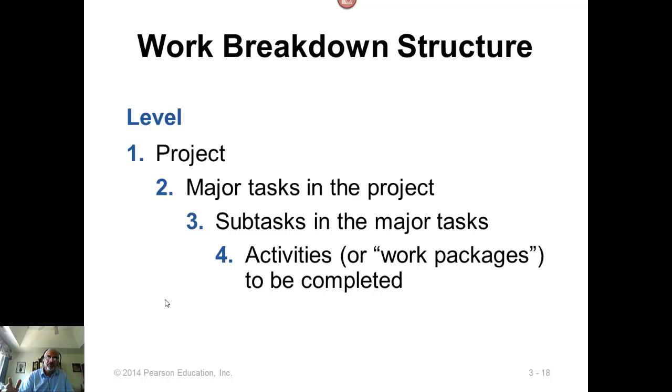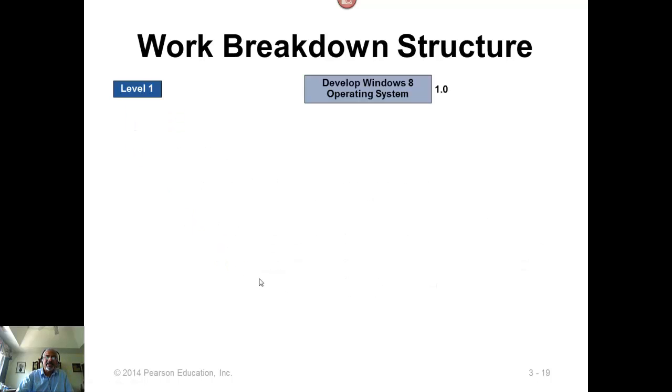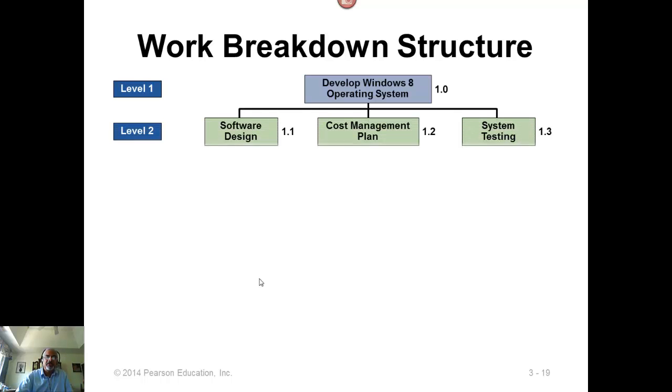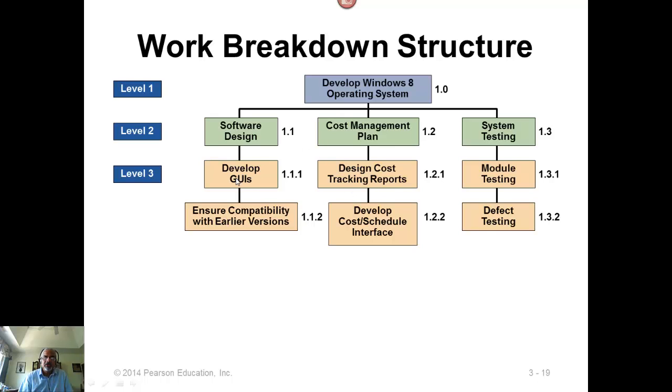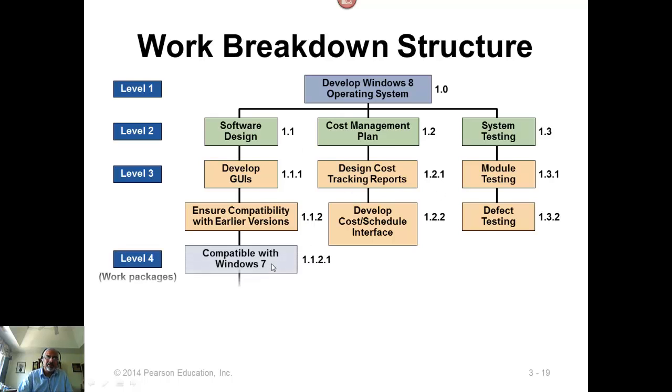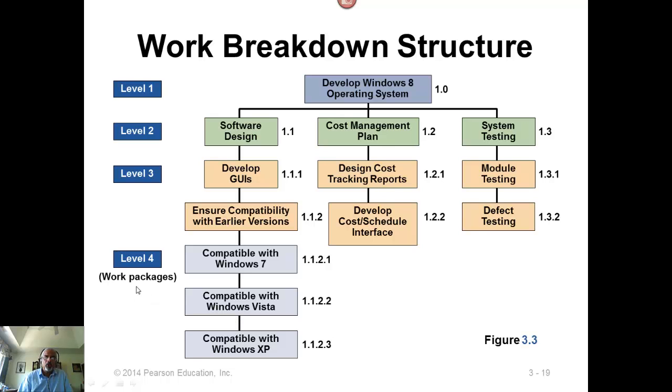In a work breakdown, the topmost level is the project itself, and that is broken down into major tasks. The major tasks are further subdivided into subtasks, and within subtasks we have activities which require work packages to be completed. Here is an example of developing the Windows 8 operating system. That's the top-level project. Then we have level 2 broken down into systems, and the systems are further broken down into subsets, and then the activities themselves to be completed, or work packages.